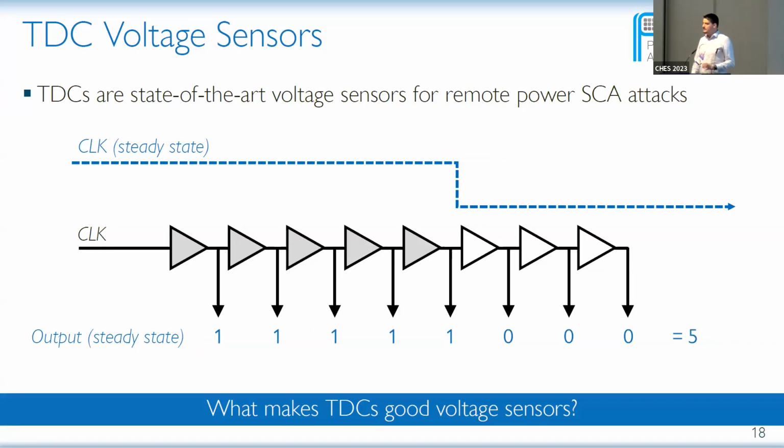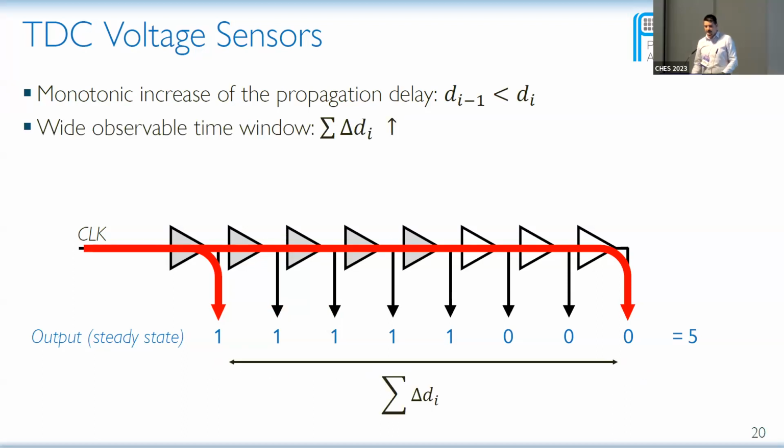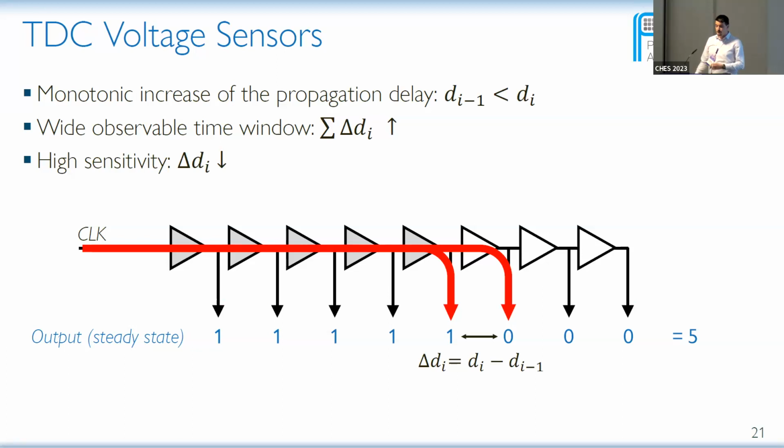So what makes TDCs good voltage sensors? We identified 3 main characteristics. One is that a TDC has a monotonic increase of propagation delay. So from the input of the delay line, every next element has a larger delay than the previous one. The next property is a wide observable window. The delay between the last and the first element can be made arbitrarily large because we can just stack more and more of these delay elements. And the last part is high sensitivity, which is the most important part. The delay difference between 2 consecutive bits, or the delay of these delay elements, can be made very low on FPGAs.